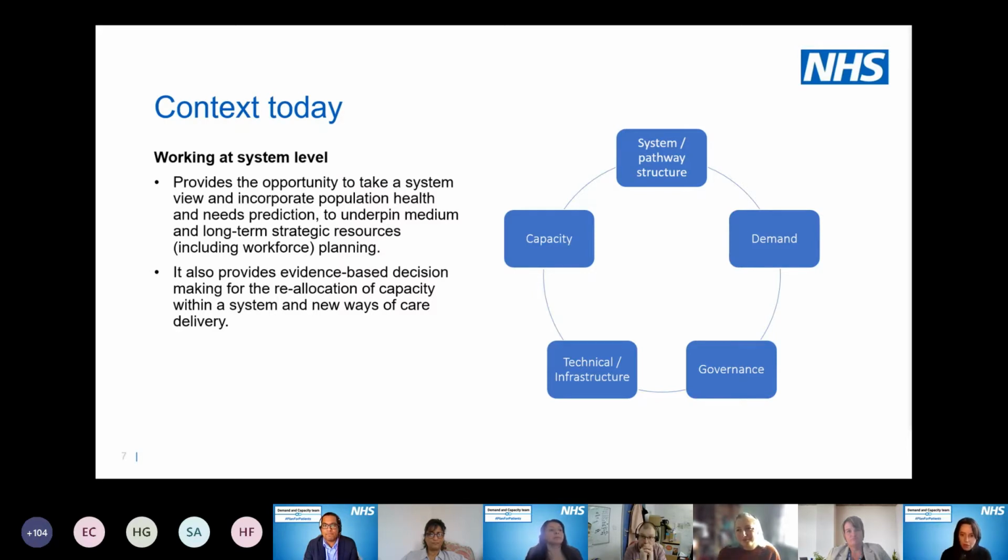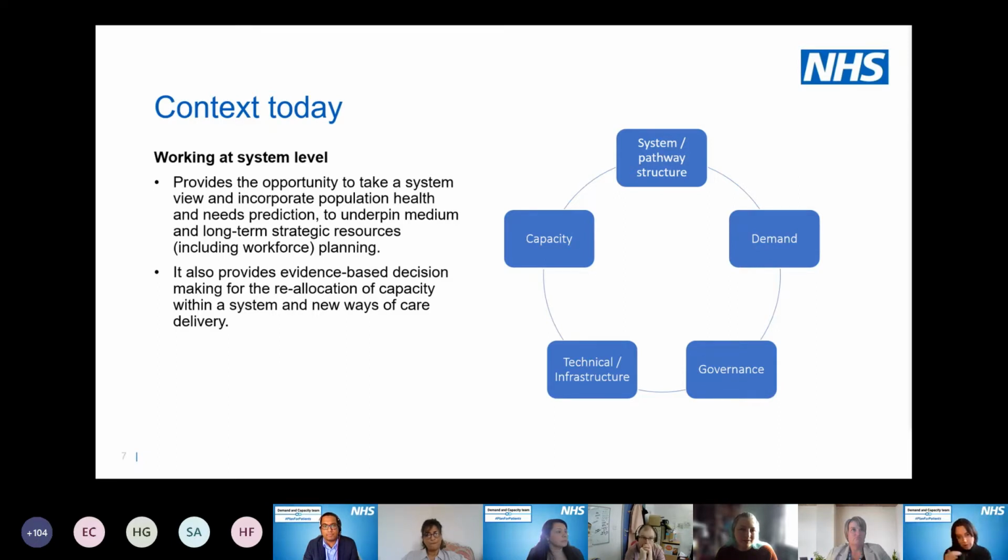So that's service level demand and capacity planning, and that ensures the flow across the pathway. Traditionally it was in hospitals, but it can also be in the community. It's just we haven't seen that much demand and capacity modelling in the community. But that ensures that the flow of the patient is as good as it can be, and you're using your resources as effectively as it can be. So that's the traditional demand and capacity planning, which this team has focused on.